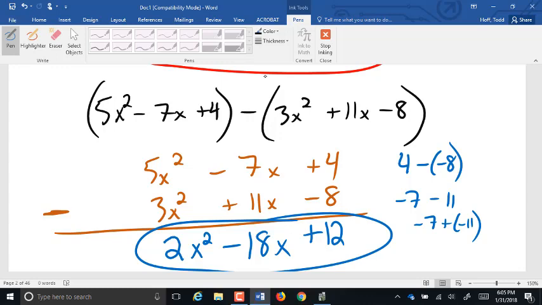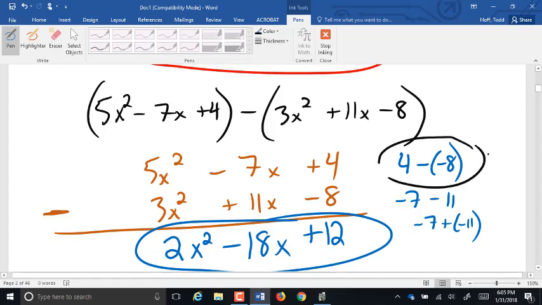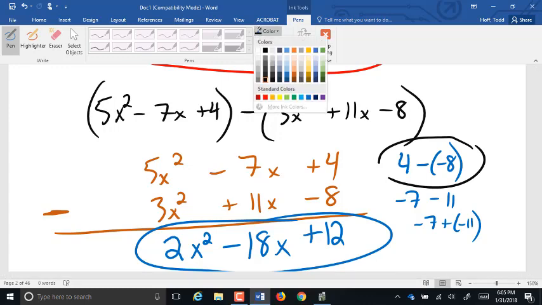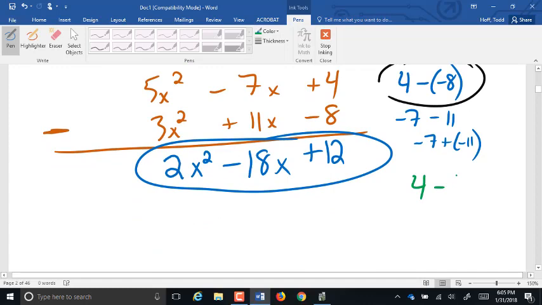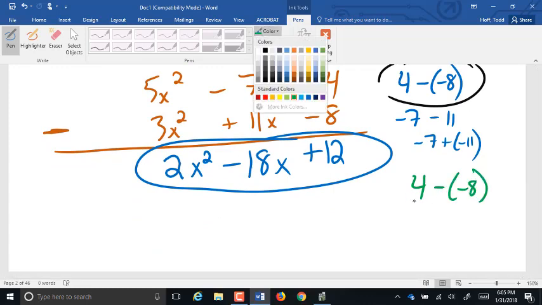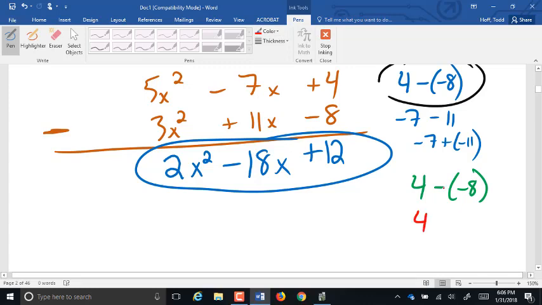Yep. Yeah, it's 4 minus a negative 8. And when we subtract, technically, yeah, subtraction means add the opposite. So instead of 4 minus a negative 8, you change it to 4. This becomes plus. The opposite of this is a positive 8. Any questions?